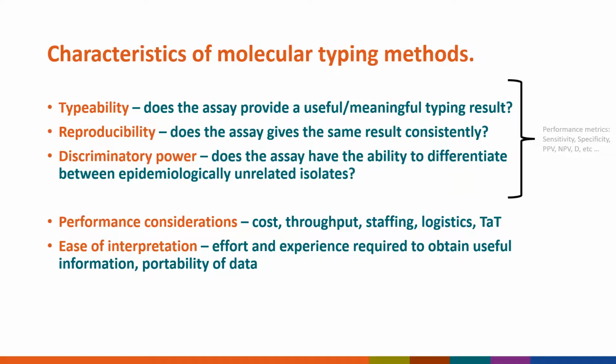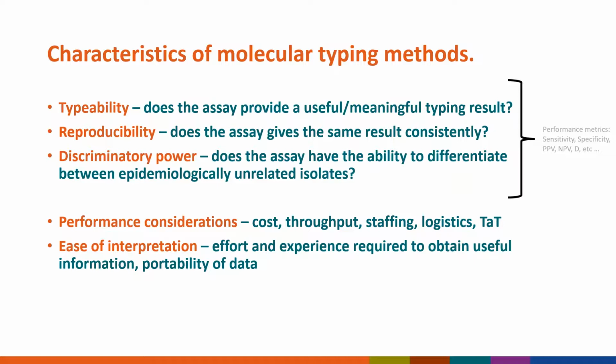There are other variables, though, that you do have to consider, performance considerations. What is the cost of the assay, especially if you're running many hundreds or many thousands of samples through it? You also have to think about the throughput, both in terms of how many samples can be run through an assay practically, but also batch sizes and things like that, things that actually practically impact how the assay is run and where it can be run.